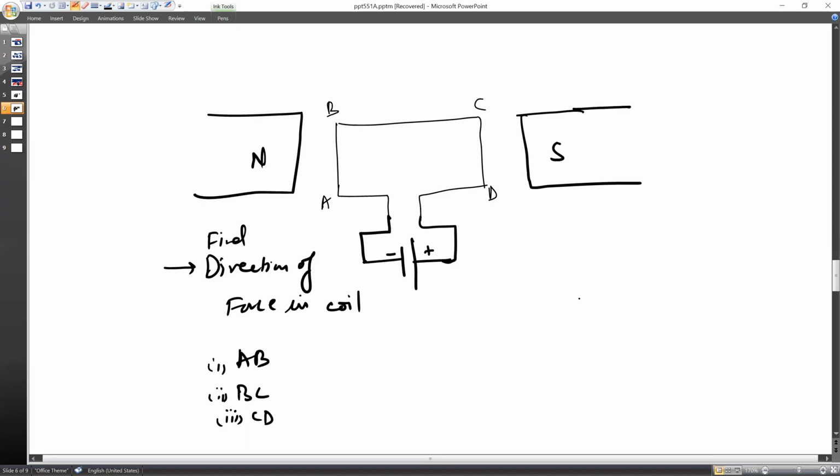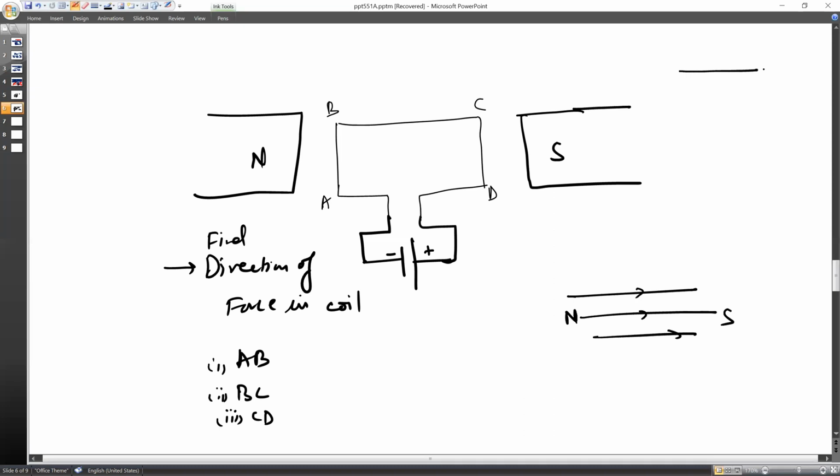Let me help you. You know that the magnetic field direction is always taken from north to south. The magnetic field lines always move from north to south outside the external magnet. Inside it is moving from south to north, but outside from north to south. Got it? Yes, sir. So they will be coming from here and going like this. So the direction of magnetic field is this direction.